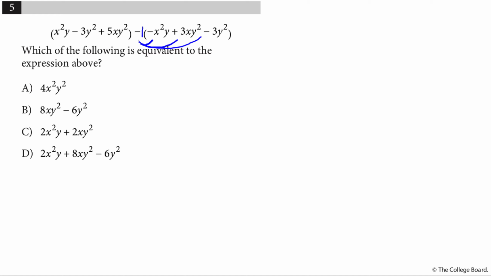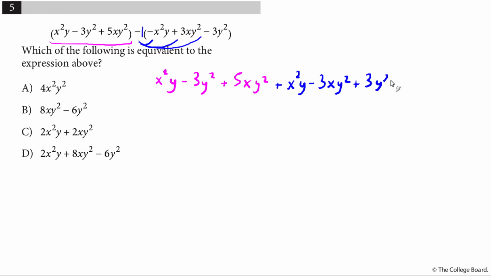So the first portion here is just as is. The parentheses do not change how that works at all. So x squared y minus 3y squared plus 5xy squared. However, the other part, we do change it with this negative. So a negative gives me plus x squared y. A -1 and a +3 gives me a minus 3xy squared. The -1 and the -3 gives me a plus 3y squared.